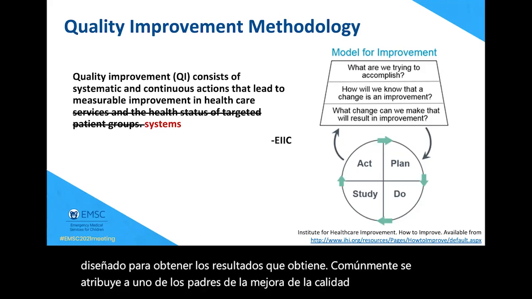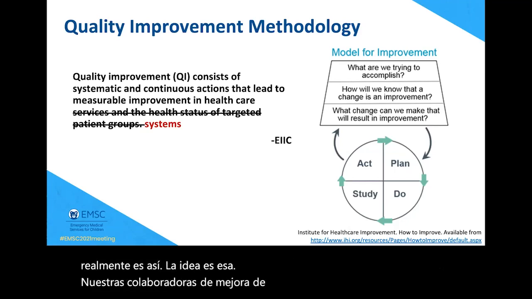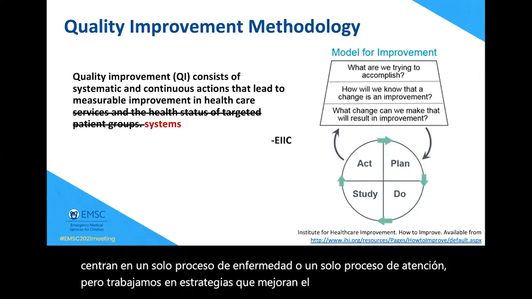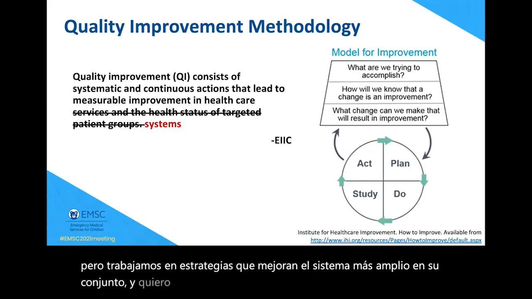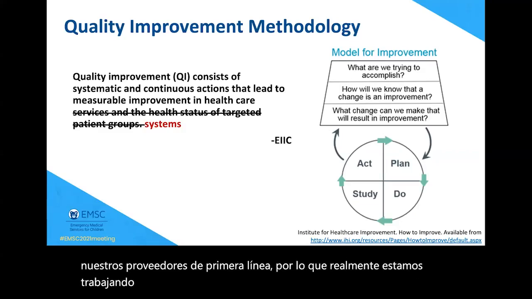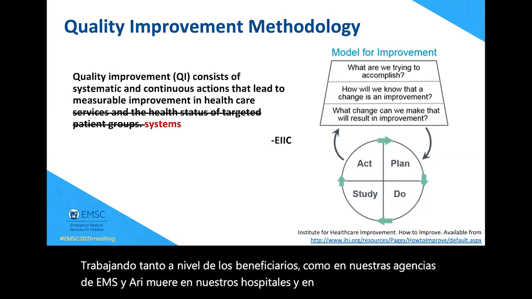And really, the idea being that our quality improvement collaboratives don't necessarily focus on a single disease process or a single care process, but we work on strategies that improve the larger system as a whole. And I want to emphasize that we support rapid transformation in care with a focus on both EMSC grantees as well as our frontline providers. And so we're really working with the goal of supporting the priorities of the larger EMSC system, so our performance measures, working both at the level of the grantees, but as well as in our EMS agencies and our EDs and our hospitals and all across the continuum of care.